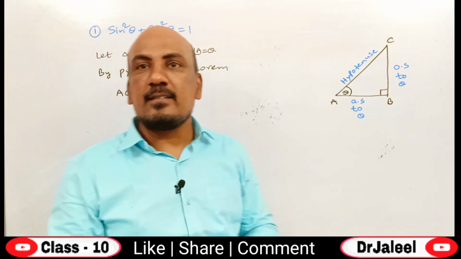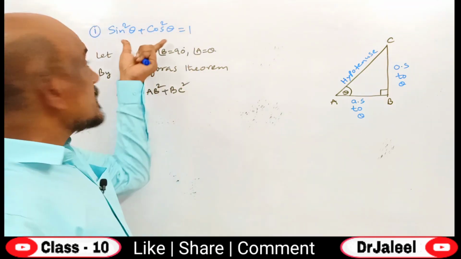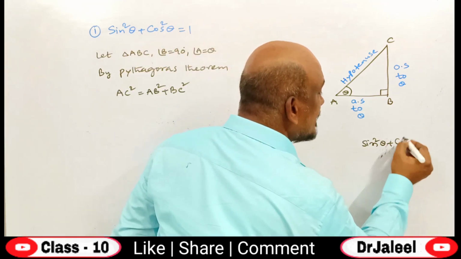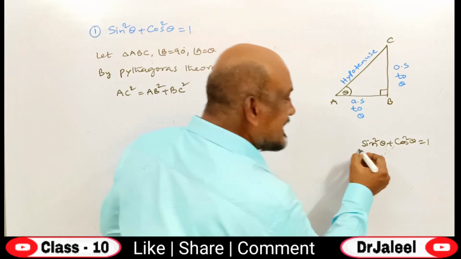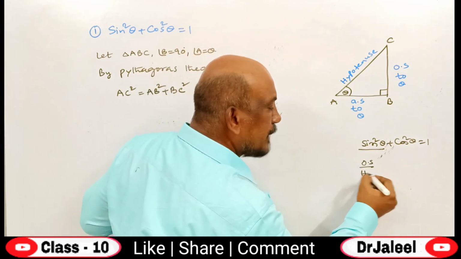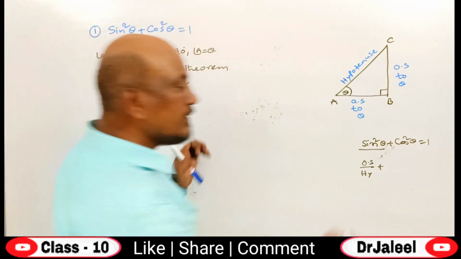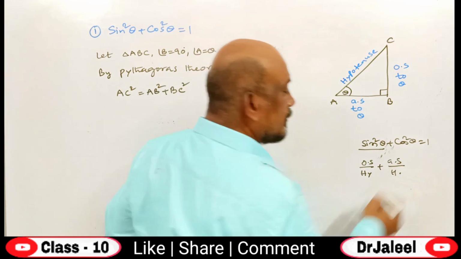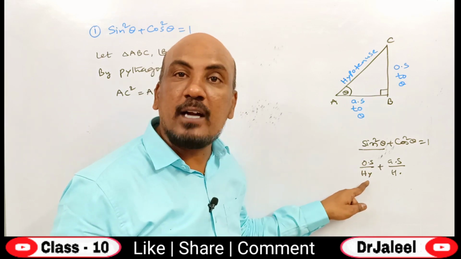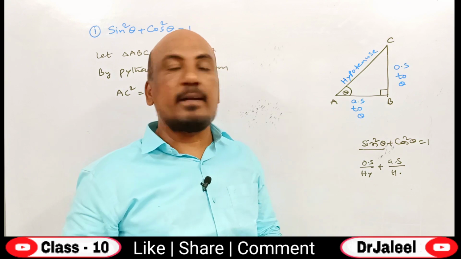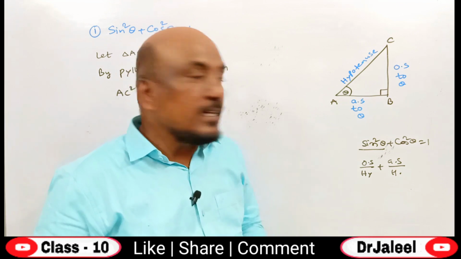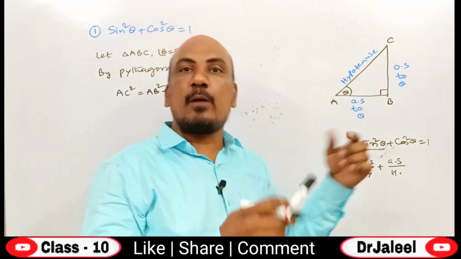This is Pythagoras theorem. So children, we should always remember the target. What is our target? Sin square theta plus cos square theta is equal to 1. What is the definition of sin? Opposite side by hypotenuse. And what is the definition of cos? Adjacent side by hypotenuse. So in both the ratios, what do we want in the denominator? Hypotenuse is common. What is hypotenuse in this triangle? AC is hypotenuse. That means this hypotenuse should come in the denominator.